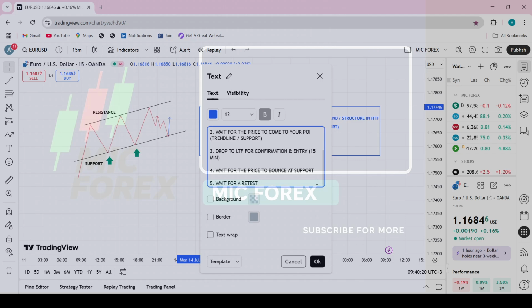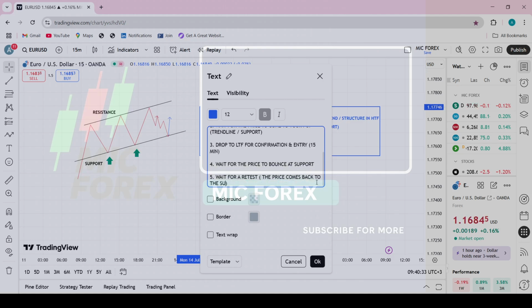In other words, the price comes back. That is the simplest English. Comes back to the support. This is what we call a retest. So at the retest, what do you do now?